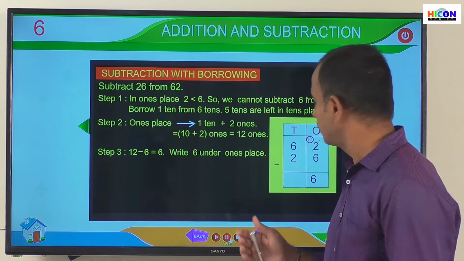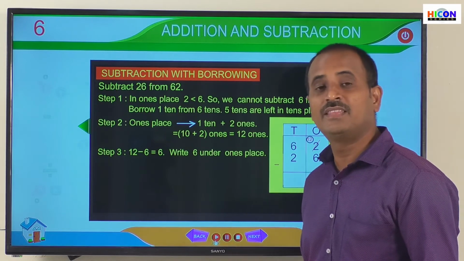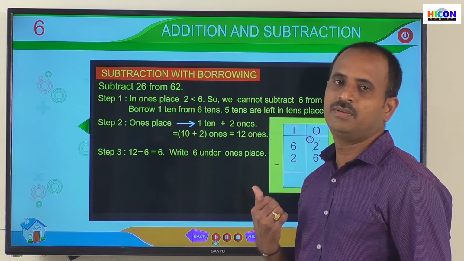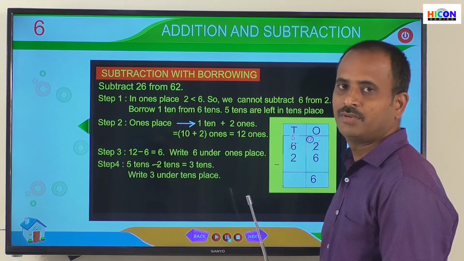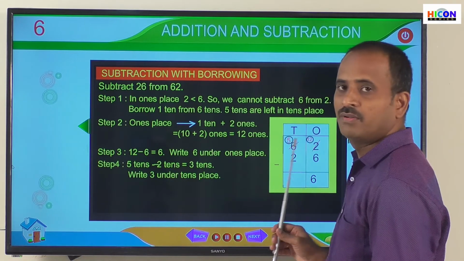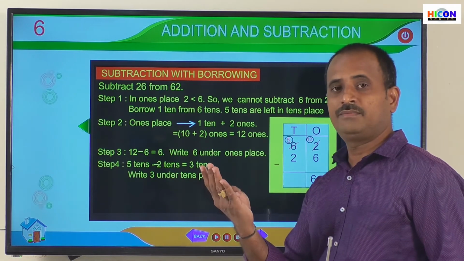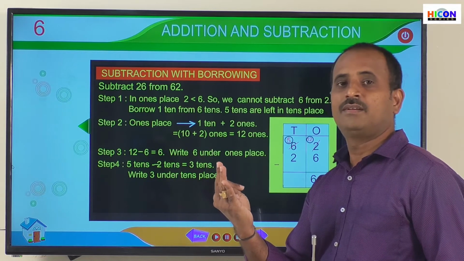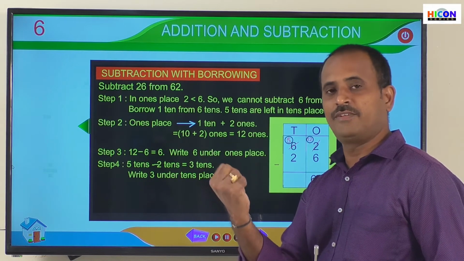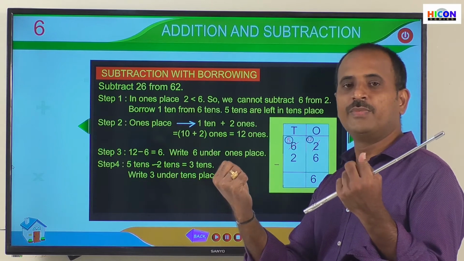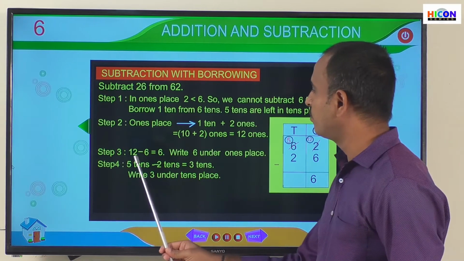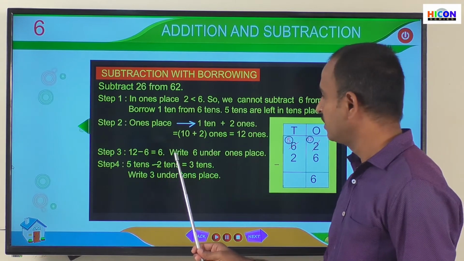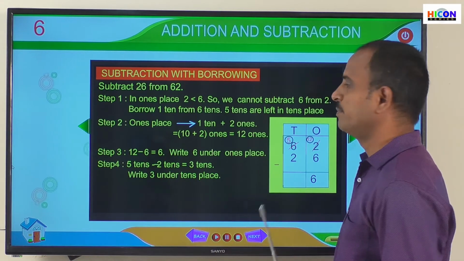So if the subtraction is not possible with fingers, then count backward from the first number till we get the second number. So count backward from 12, that is 11, 10, 9, 8, 7, 6. So children, how many fingers do we have? Closed 6 fingers. So here write 6. That means 12 minus 6 is equal to 6. Write 6 under ones place.